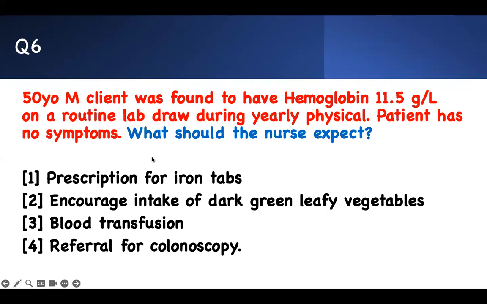A 50-year-old client was found to have hemoglobin of 11.5 on a routine lab drawing at a yearly physical. Patient has no symptoms. What should the nurse expect? Rewrite it. Asymptomatic patient with anemia. This anemia is 11.5. What is the most likely problem? Give them iron tabs, green leafy vegetables, transfuse them, or refer them to colonoscopy.